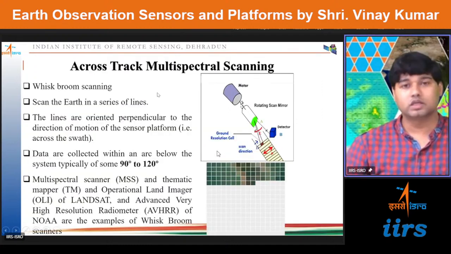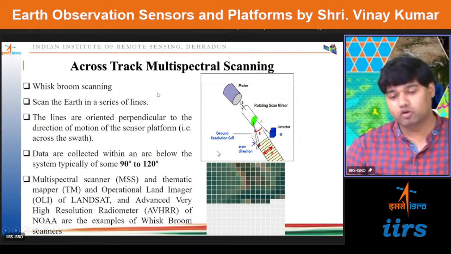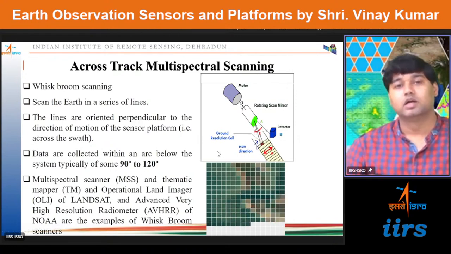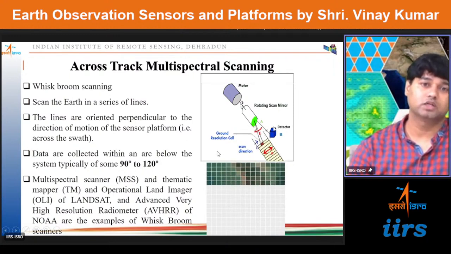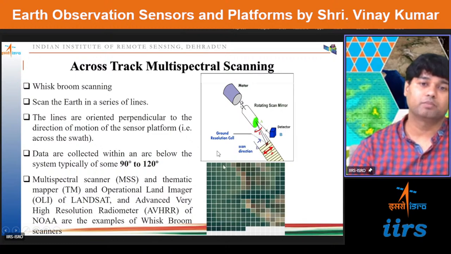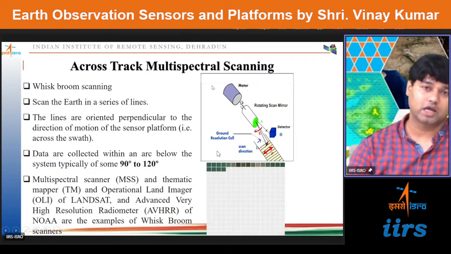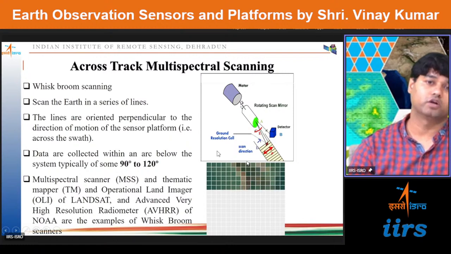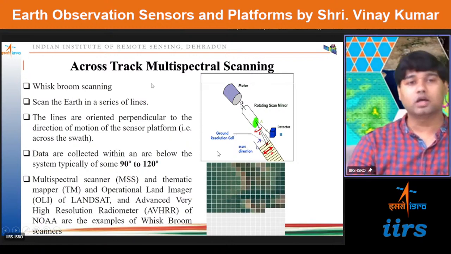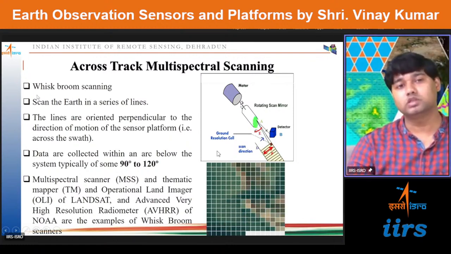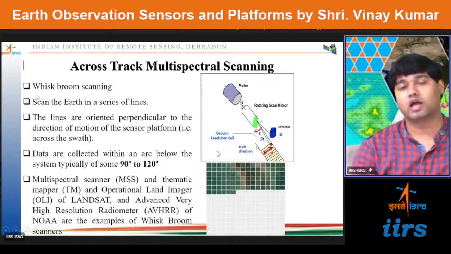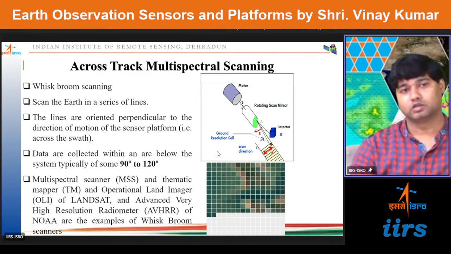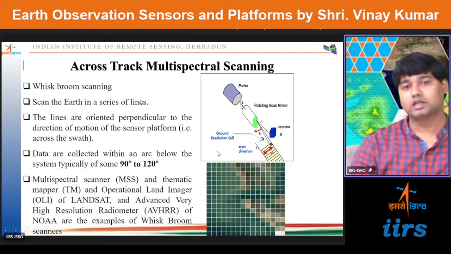So here you can see one of the across track multispectral scanners. How does data acquisition take place in this case? There is a rotating scan mirror collecting data pixel by pixel, and the satellite is also moving in the forward direction. So it appears as if we are using a broom and sweeping the floor across the track while moving forward. So this scans the Earth in a series of lines.